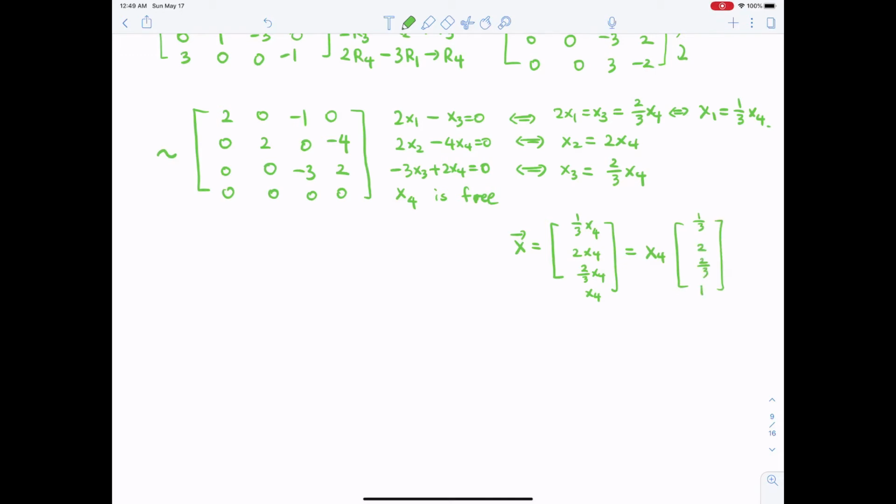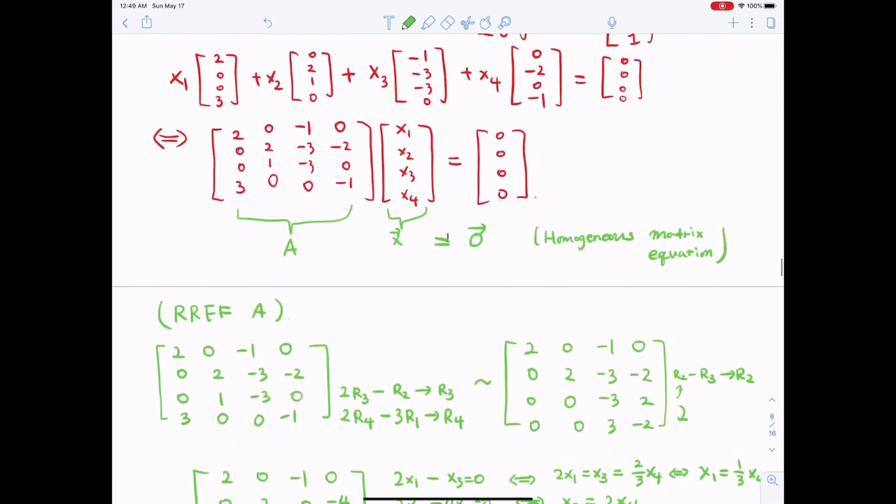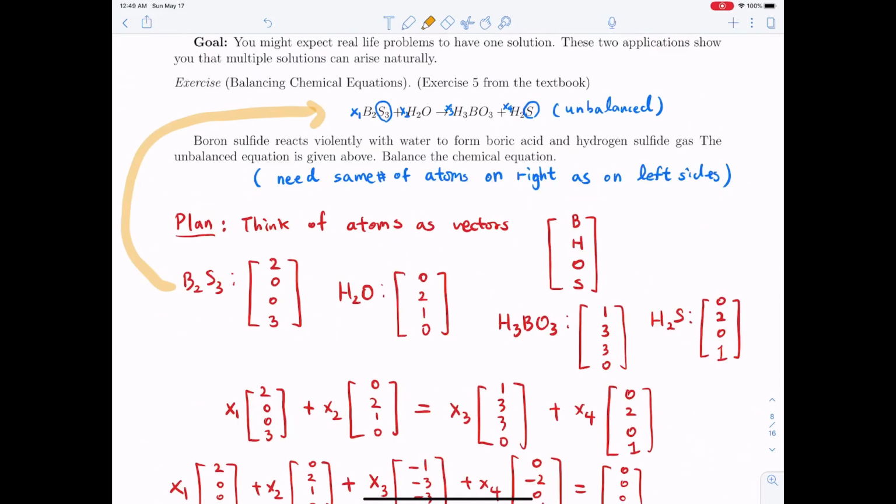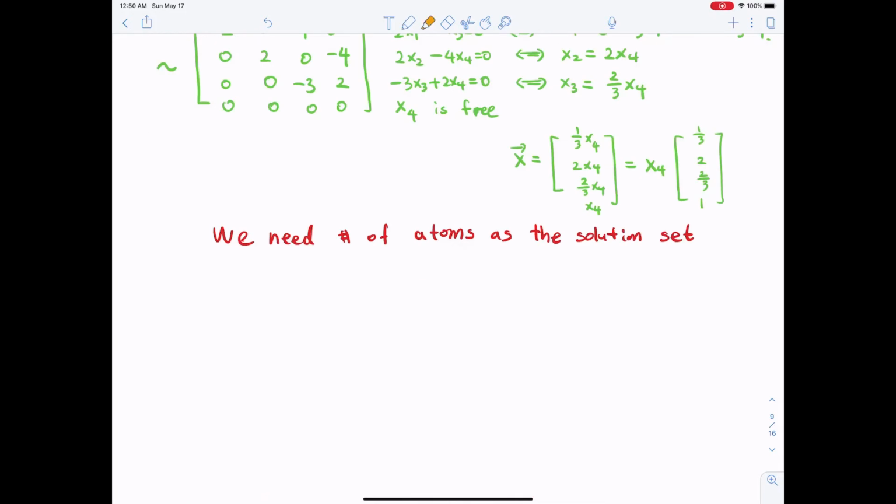Note that xi counts the number of molecules in the given reaction above. You can see that the common denominator for each entry is 3. So if you take x4 equal to 3, then we get x1 is 1, x2 is 6, and x3 is 2. So we get the balanced formula for the given reaction.